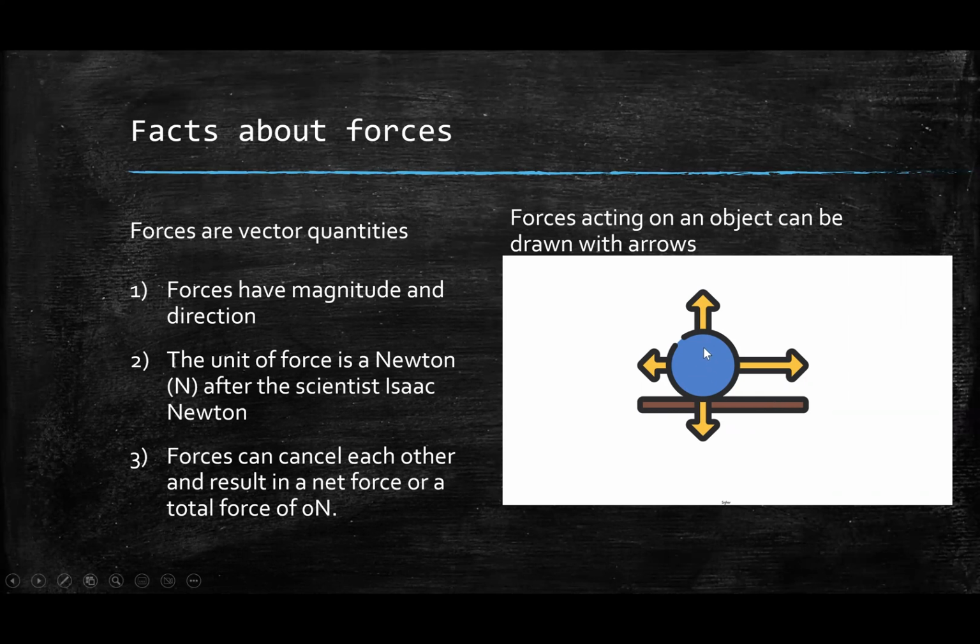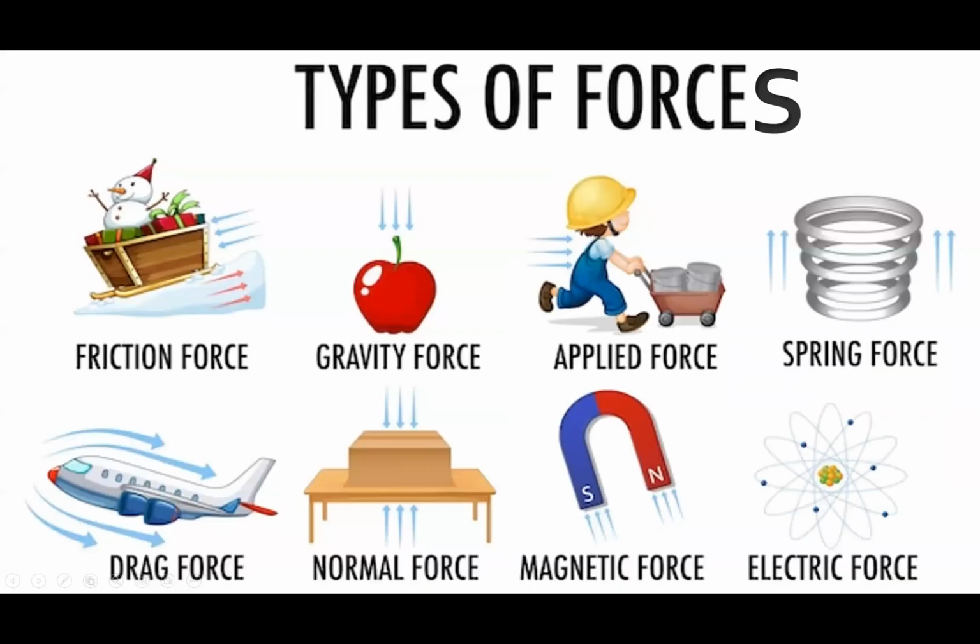As we can see on this blue ball, there are 4 forces acting on it, and the length of the arrow indicates the larger force. So from looking at these arrows, we see that moving to the right, we have a larger force, and pulling the ball to the left is a smaller force in the opposite direction.